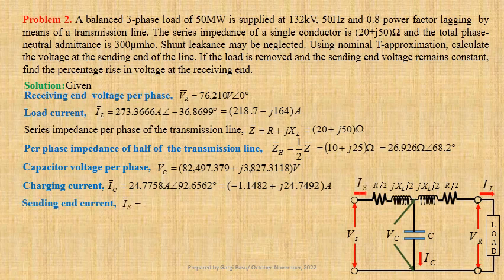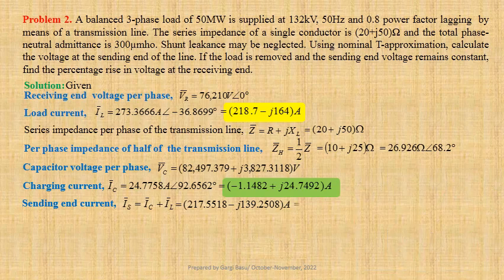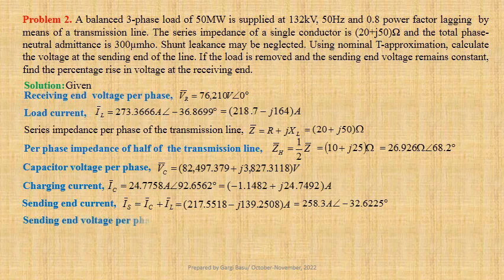Is equals to Ic plus IL. Using values we get 217.5518 minus j times 139.2508 ampere. This may be written in polar form as 258.3 ampere at an angle minus 32.6225 degree. Now we shall compute sending end voltage per phase.